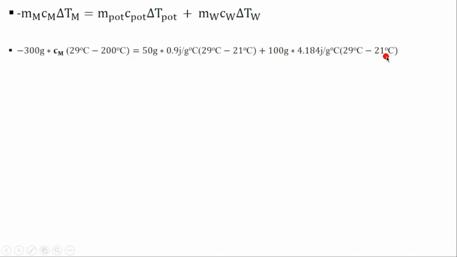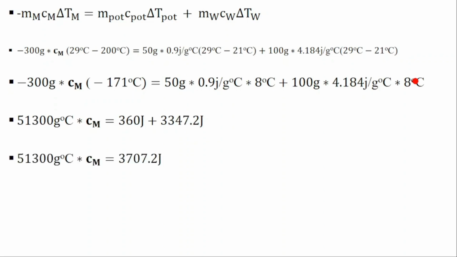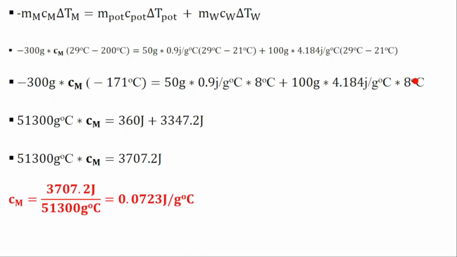The same as here, the water also, because it is in the pot, was also at 21 degrees Celsius as the initial temperature. The pot and the water had the same initial temperature, 21 degrees Celsius. If we multiply and put some terms on one side and the others on the other side, then do some mathematical calculation, some rearrangement of the terms, and some multiplication and addition, we will get that the specific heat capacity of the metal is equal to 0.0723 joule per gram degrees Celsius.